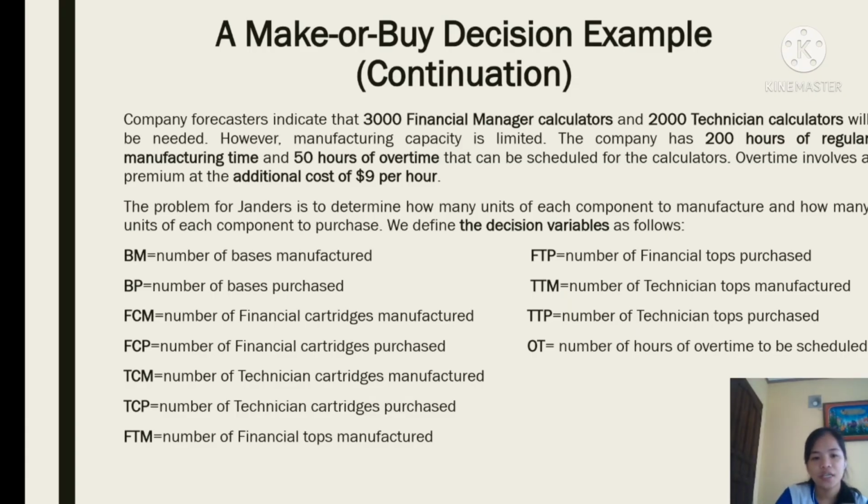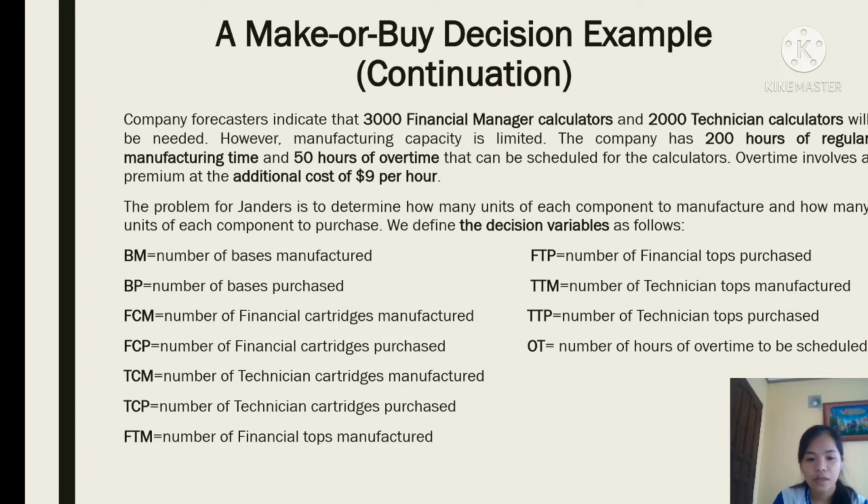The problem for Hunter is to determine how many units of each component to manufacture and how many units of each component to purchase. First, we will define the decision variables as follows. BM equals the number of bases manufactured. BP equals the number of bases purchased. FCM equals the number of financial cartridges manufactured. FCP equals the number of financial cartridges purchased. TCM equals the number of technician cartridges manufactured. TCP equals the number of technician cartridges purchased.